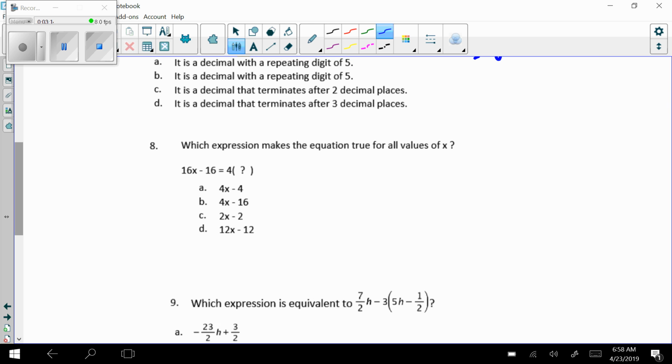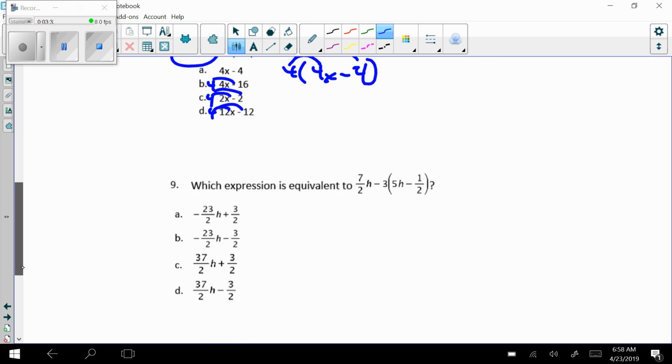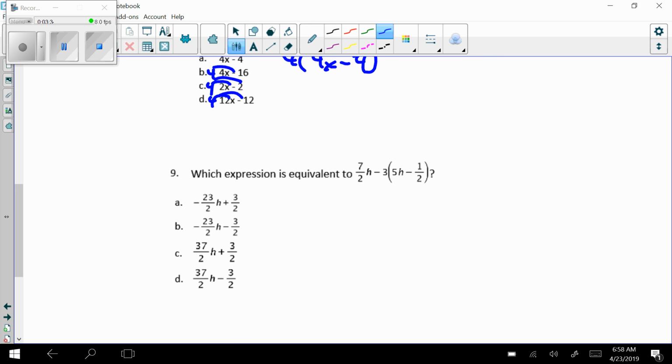All right, number 8. Which expression makes this true? So here's what you do. You basically are going to take each one of these and plug it in until you get the one that matches. So you're going to distribute. And you do that with each. So basically put a 4 here, put a 4 there, put a 4 there. Distribute each one until you get the one that matches this.